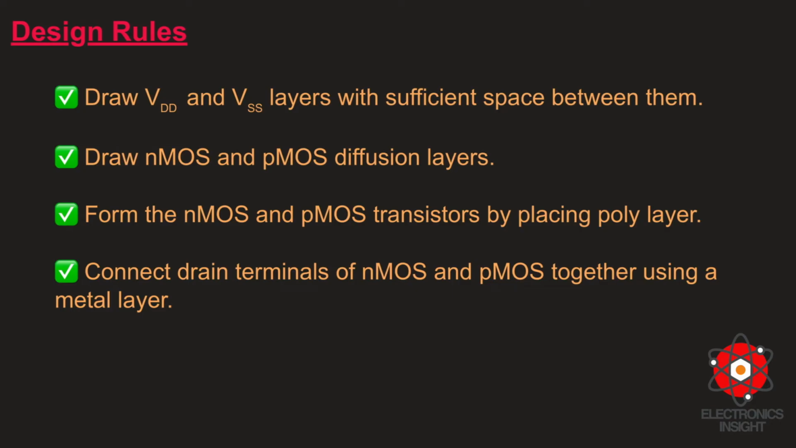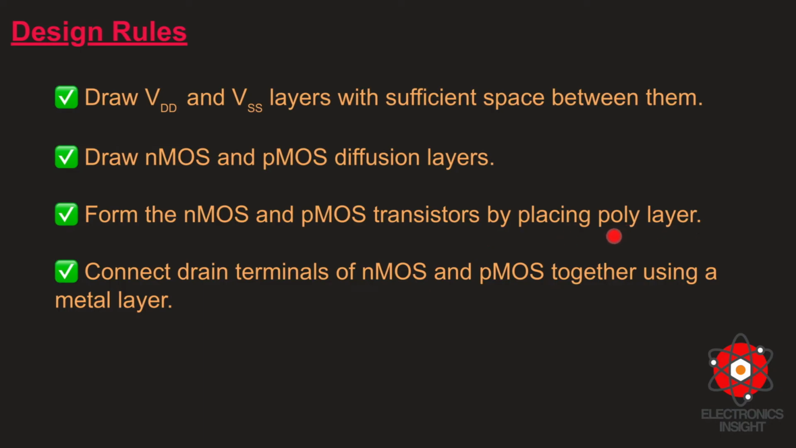So the first point is we need to draw the VDD and VSS, which means the power supply and the ground layers, with sufficient space between them. So you're just going to fix the VDD and VSS layers. And next we draw the NMOS and PMOS diffusion layers, and it is very clear that we represent an N diffusion layer using green color and a P diffusion layer using yellow or brown color, and then form the NMOS and PMOS transistors by placing the polysilicon layer.